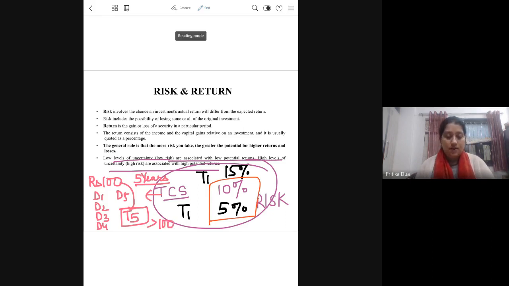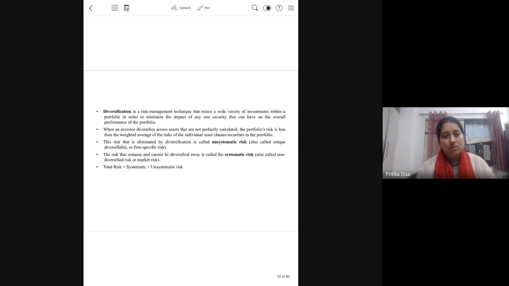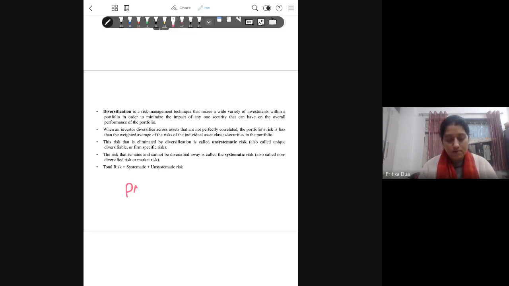Moving ahead, when we talk about investment, we talk about portfolio and we talk about diversification. So these are two terms we come across a lot. One is portfolio and one is diversification. So let's first talk about portfolio. What is portfolio? Anyone heard this term? So many of you are commerce students. What is a portfolio?